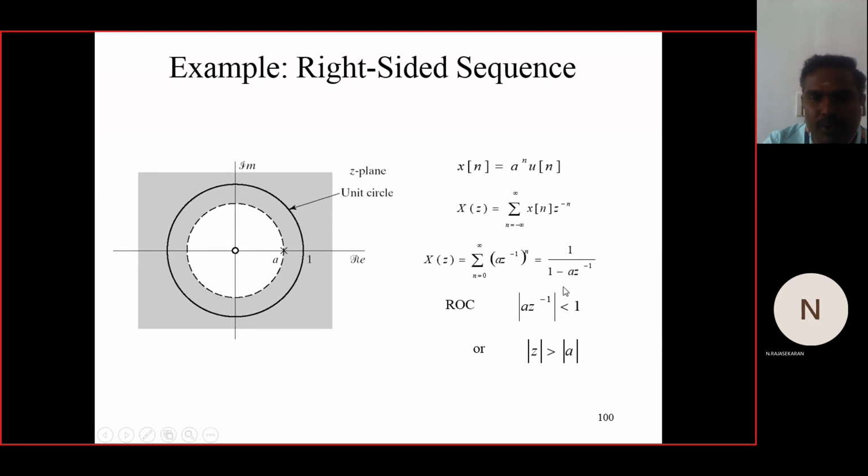Otherwise, the magnitude of a z power minus 1 is less than 1. Otherwise, we can write modulus of z is greater than a. So your unit circle is represented by the darker line, and a must lie below the unit circle here. So your ROC is the region between a and extends out to infinity.